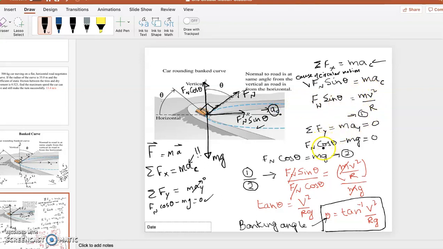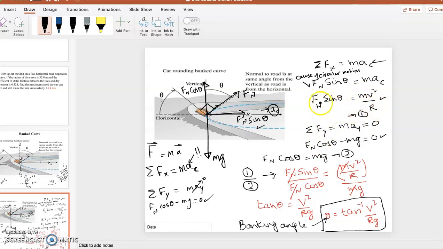And here, as we know, it is Fn cosine theta minus mg, that the summation of Fy is equal to 0. So we have two equations. One is this and the other is this. If we simply say that Fn cosine theta is equal to mg, all right? And from here, Fn sine theta is equal to mv squared over r.